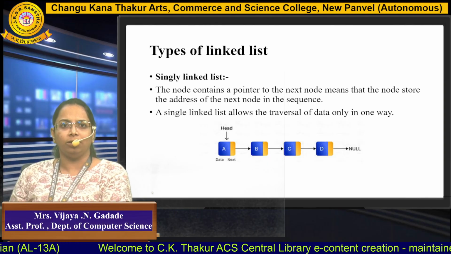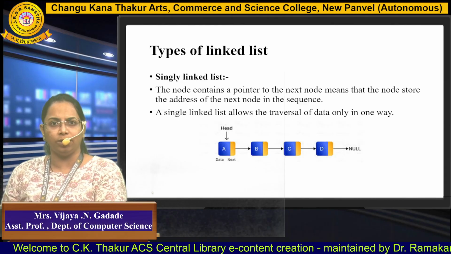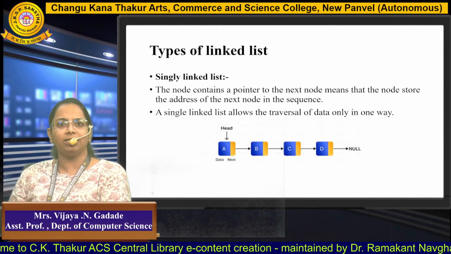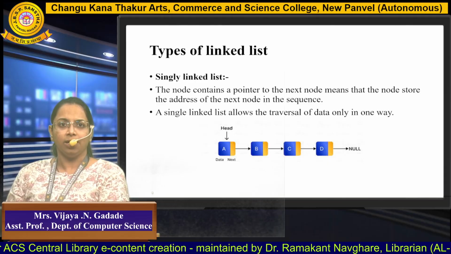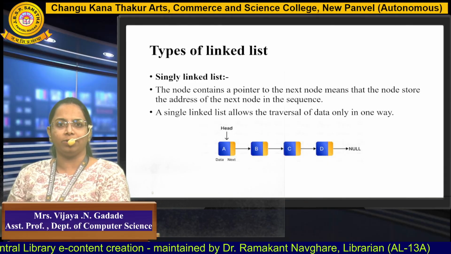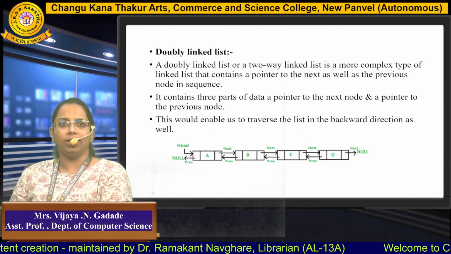In a singly linked list, the node contains a pointer to the next node, meaning the node stores the address of the next node in the sequence. A singly linked list allows the traversal of data only in one direction. Next one is doubly linked list.